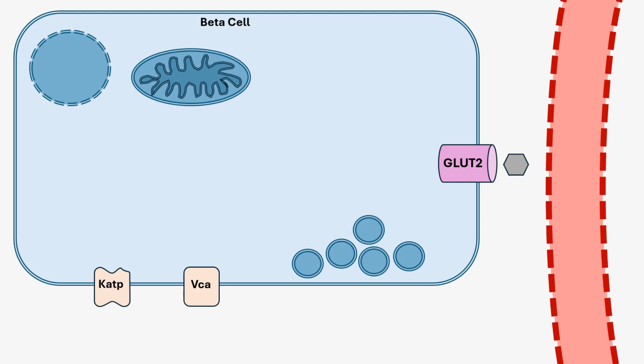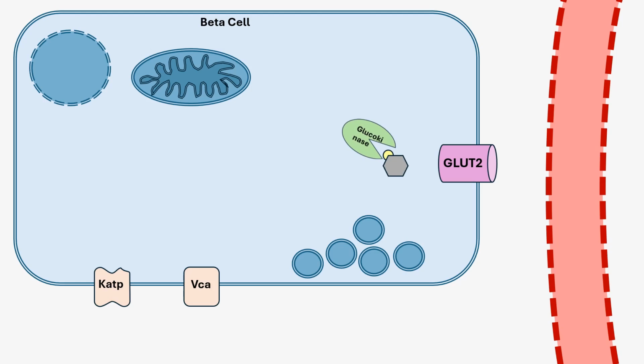The glucose molecules enter the beta cell via the GLUT2 transporter, a transporter also found in liver hepatocytes. In contrast, tissues like adipose or skeletal muscle possess GLUT4 transporters instead. The glucose is then quickly phosphorylated by the enzyme glucokinase into glucose 6-phosphate.